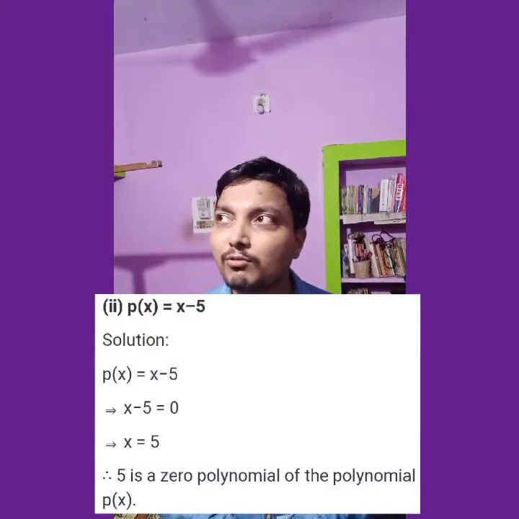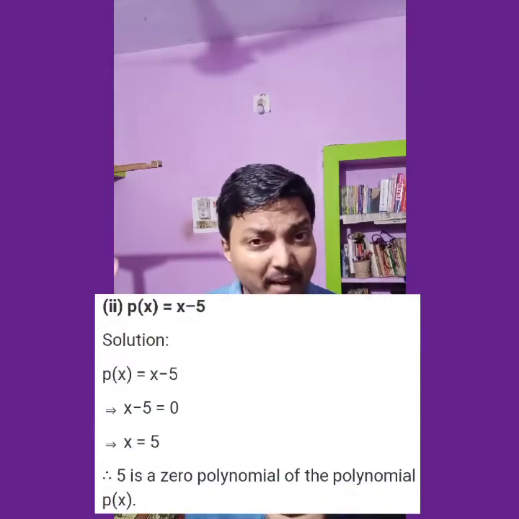Next one, also you can check. It is not given as verify. Whenever it is asked that you have to verify, you can verify by putting minus 5 in the polynomial. Minus 5 plus 5 equals 0. In this way also you can verify. Okay, another one is given: x minus 5 is equal to 0.